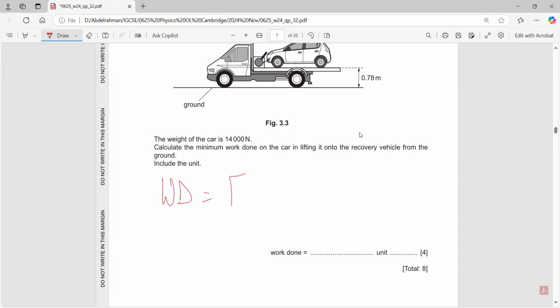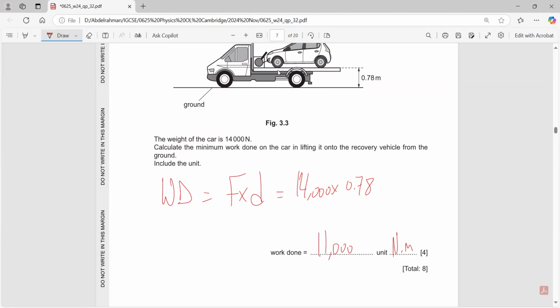Work done equals what? Force times distance moved, not force times perpendicular distance. So it's 14,000, the force, which is the weight, times the distance moved, 0.78. 14,000 times 0.78 is 10,920, or you can write it down as 11,000 newton meters.